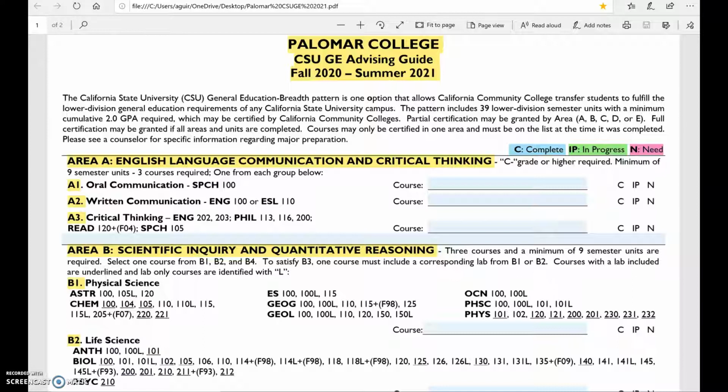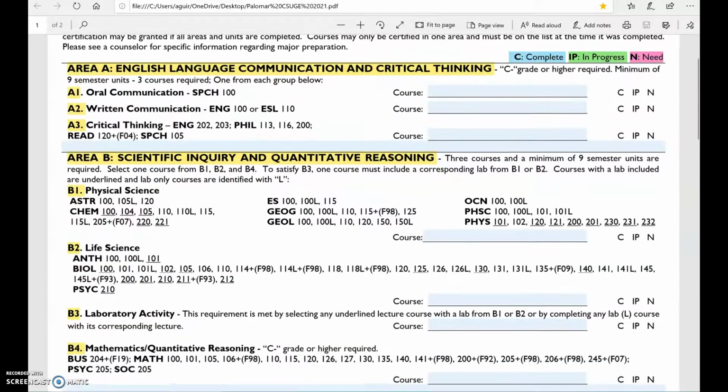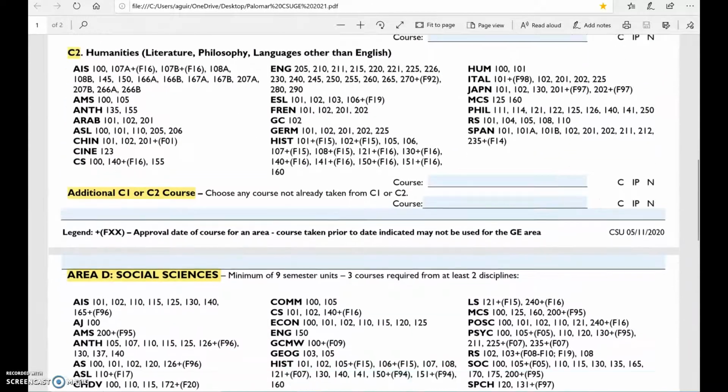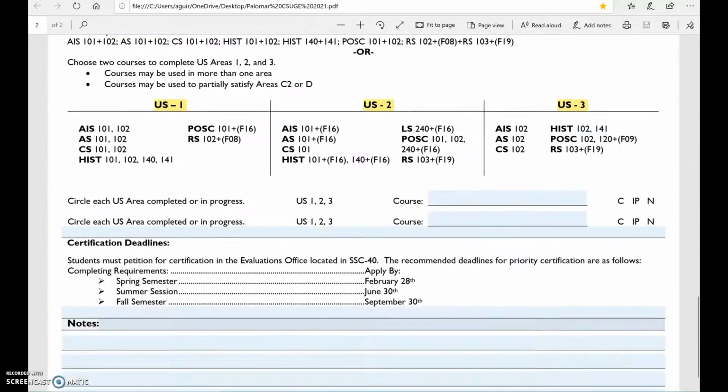The CSU GE sheet is a little bit longer. There's always more general ed that is required for transfer. Okay.